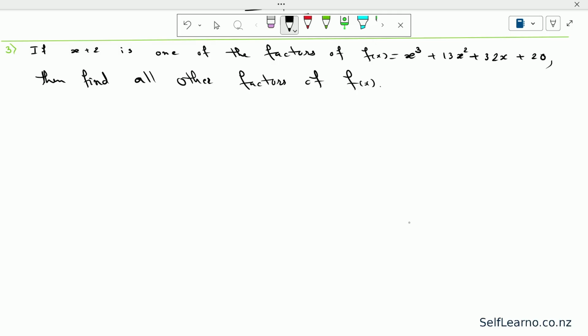I hope you have tried this question. If you have tried, then the answer is the other two factors are x plus 1 and x plus 10. Right? Yes. Okay. I'm explaining this over here. You can match your work with me and identify your mistake, please.